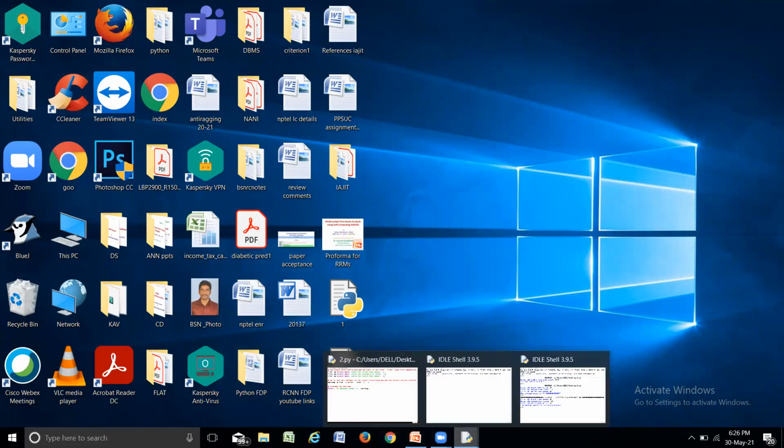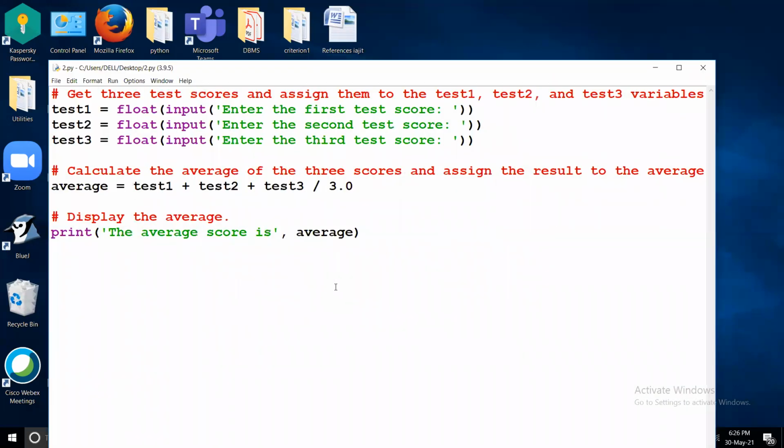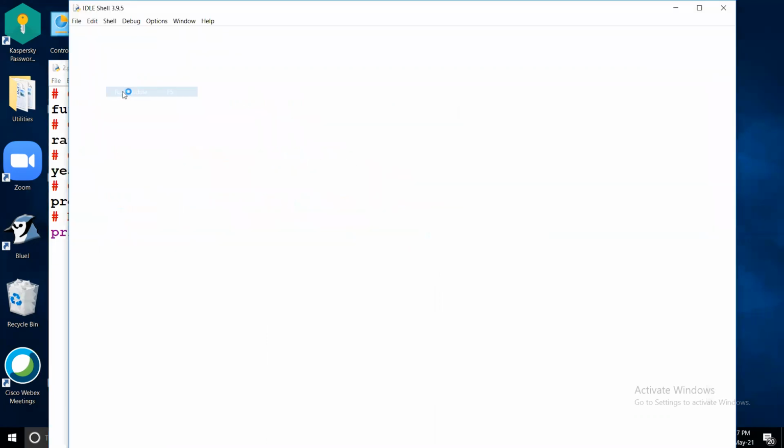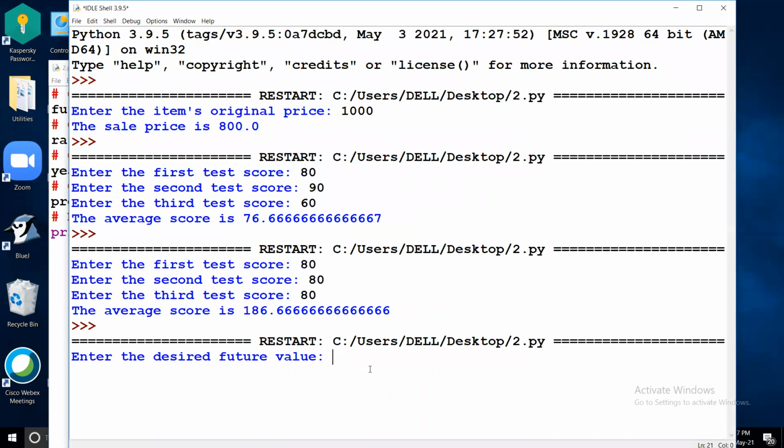I'll use the same file, 2.py, to run this program also. I'll paste it here, or save it and then run it. Okay, it is asking to enter the desired future value. I'll give 10,000. Do not give any commas or anything like that. Just enter the value as 10000.